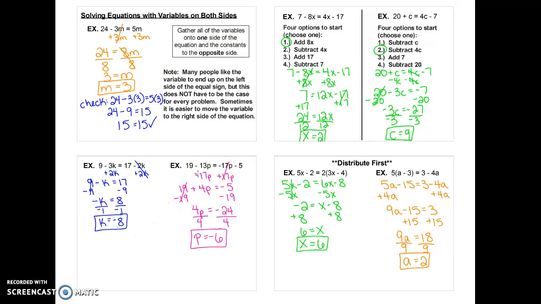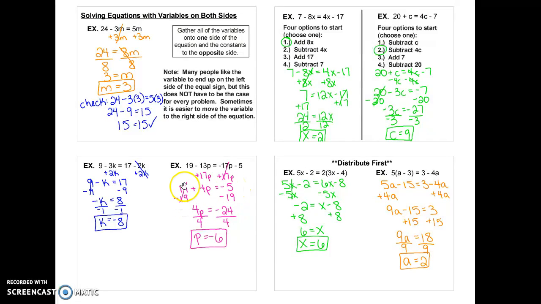All right, next example, 19 minus 13p equals a negative 17p minus 5. So you are first going to add this 17 to the other side. Drop down your 19, this becomes a positive 4p equals, and then I drop down my negative 5.